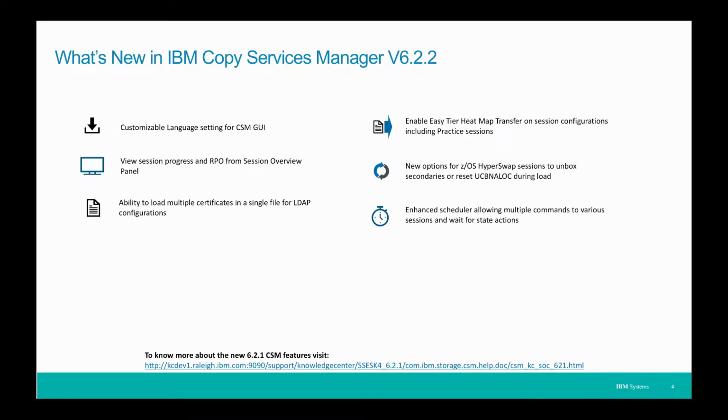So with that said, let's talk about what's new in particular in version 6.2.2. This is a high-level overview. We have a customizable language setting. That was a request by customers. We have a view of session progress and RPO reporting from the session overview panel. We have the ability to load multiple certificates in a single file for LDAP configurations. We have the ability to enable Easy Tier heat map transfer for session configurations in CSM. We have new options for z/OS HyperSwap sessions. And we have an enhanced scheduler. So I'll talk about these all in a little more detail.